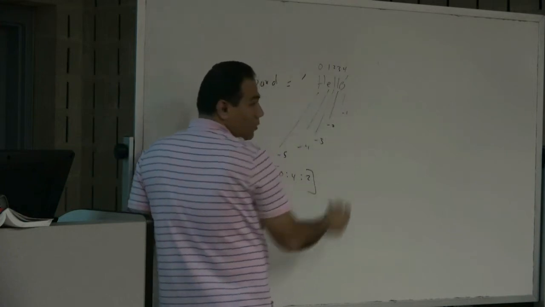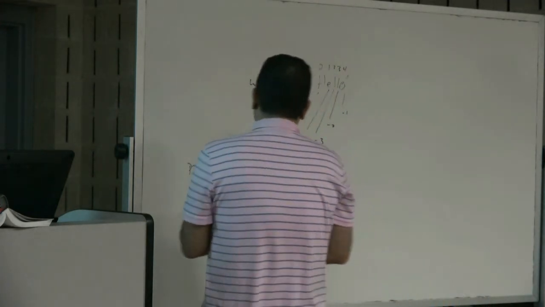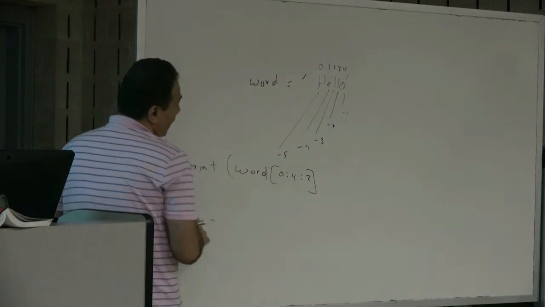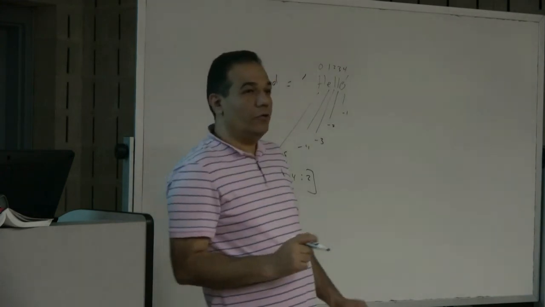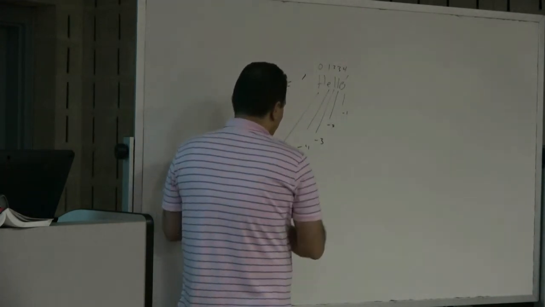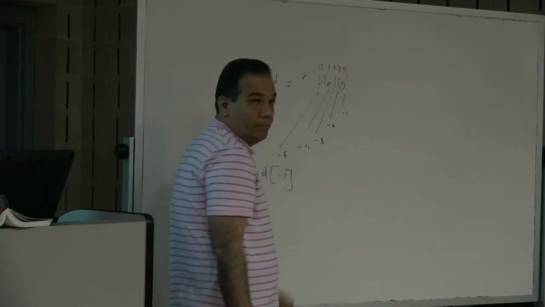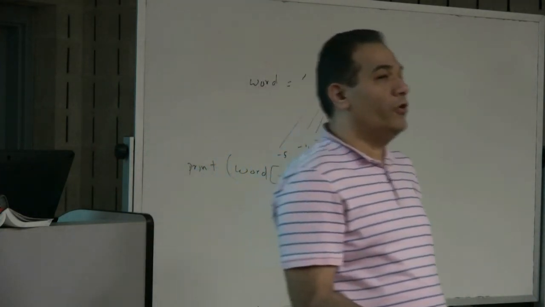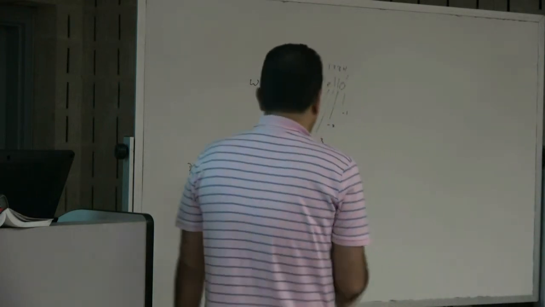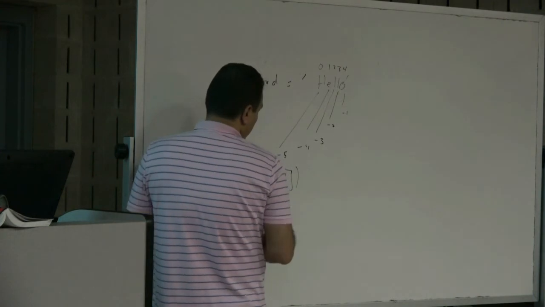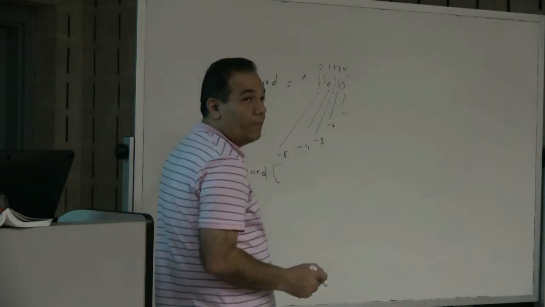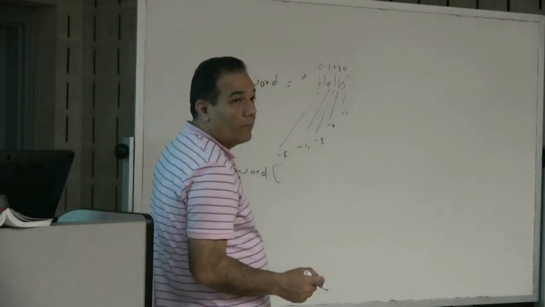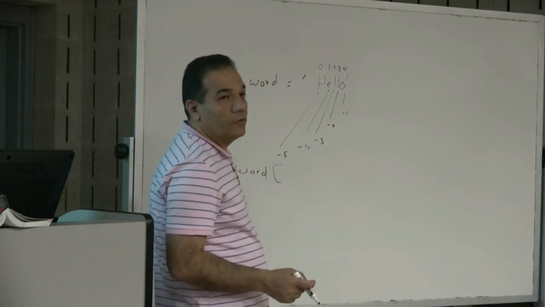It's not inclusive of the end, right? If I need to print the last element in the string, what should I do? Minus 1, right? If I need to print the whole string, what should I do? Remove the brackets. Nothing. Why nothing? You just print the word. Everything will be printed. How about if I need to print the last 4 letters?